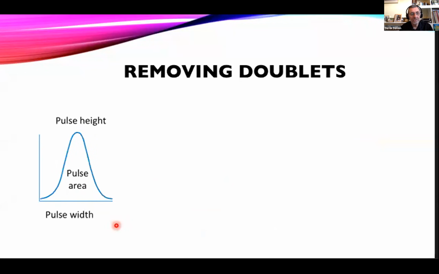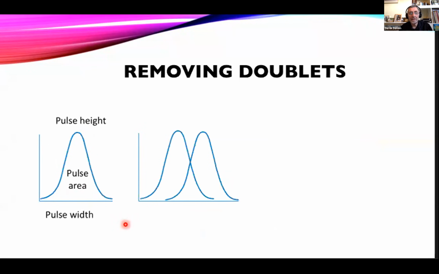Remember, we can measure those three things. But if I have two cells that pass through very close together, rather than the Gaussian distribution, I get this sort of camel hump. And to the cytometer, that may look like a single cell. But I can still measure those three parameters about it.